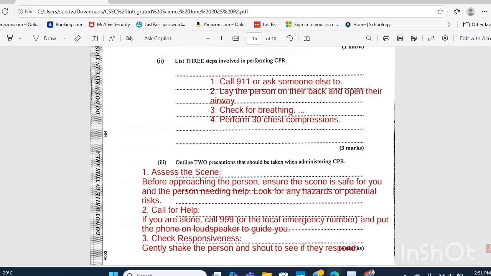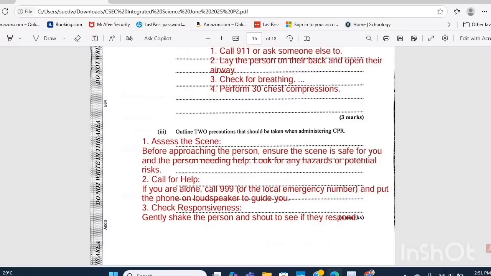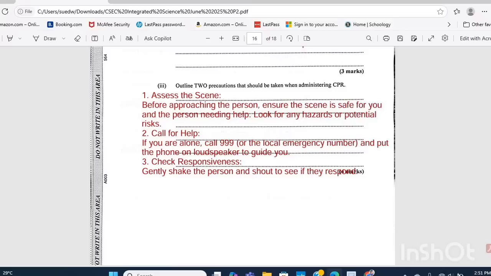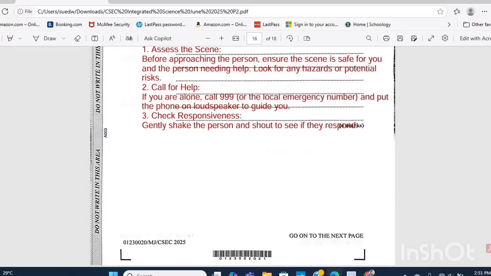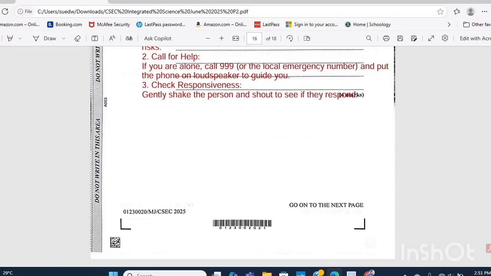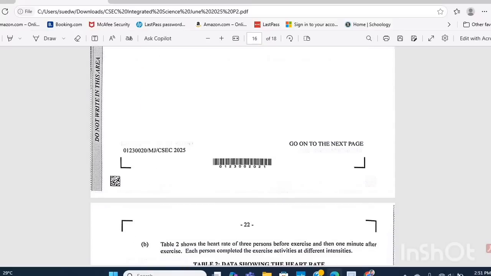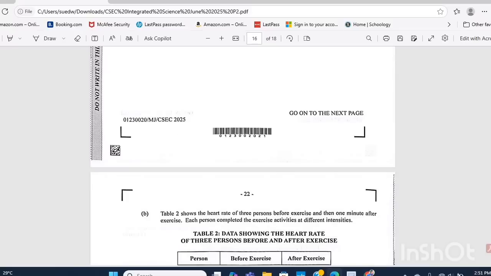When you're calling for help, if you're alone, call for help. Put the phone on loudspeaker so that they can guide you. Another one is check responsiveness. So gently shake the person, shout to see if they are responding to you, because it could be something else. Maybe they don't need CPR, but you still have to check to see if they're conscious, right? So those are just some general precautions, and that would have been for 4 marks, and they only asked for 2, and I gave you 3. And again, I think common knowledge.